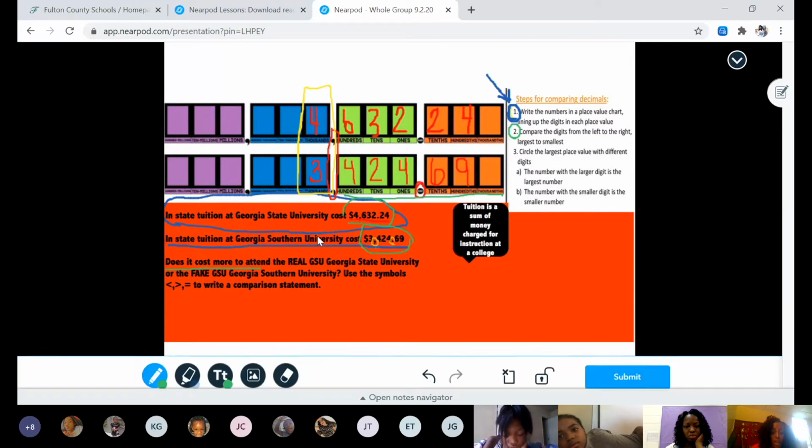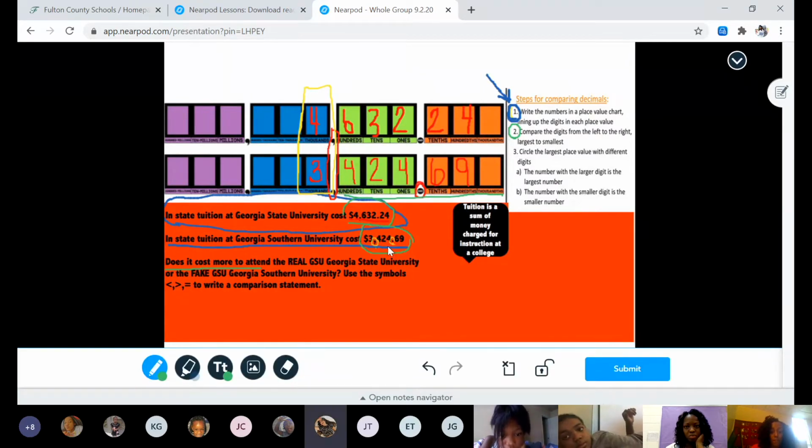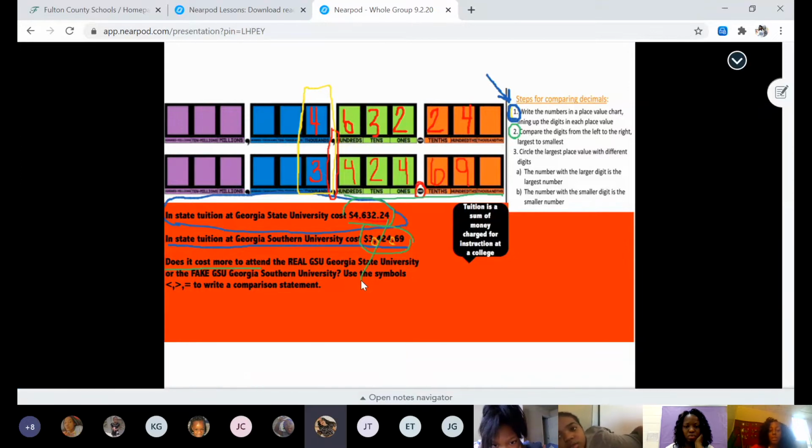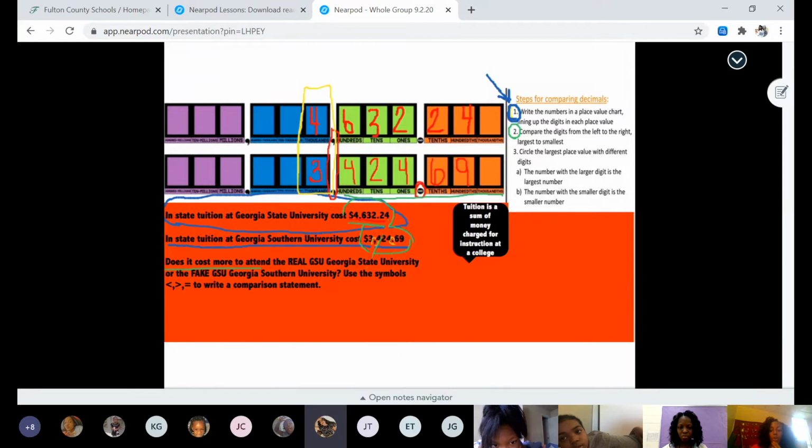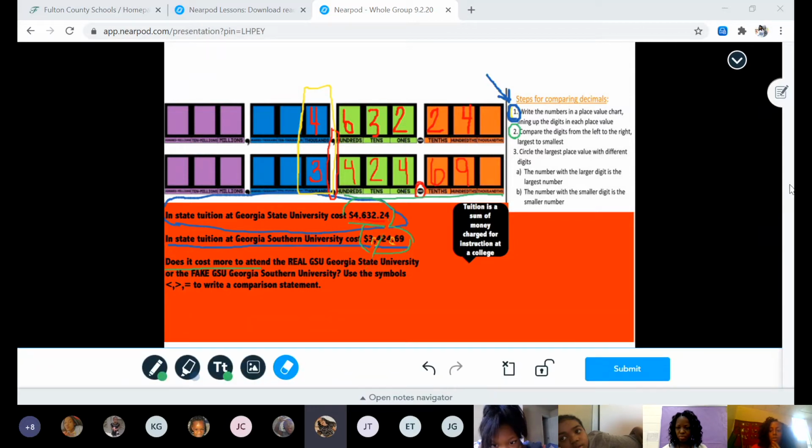The Georgia Southern, they cost $3,424.69 for tuition. Georgia State costs $4,632. So now, which one does it cost more? Trinaya, make sure you mute it. Go ahead, Ashlyn. Georgia University. The bottom one. Okay, so it costs more.